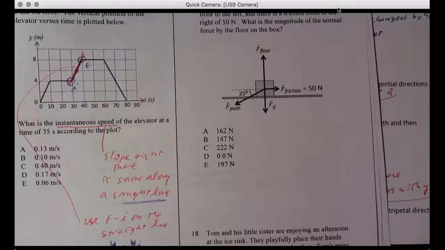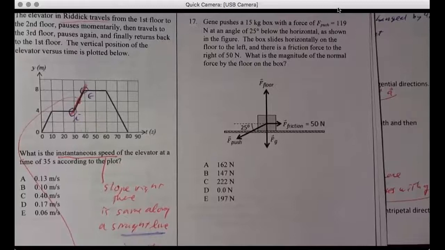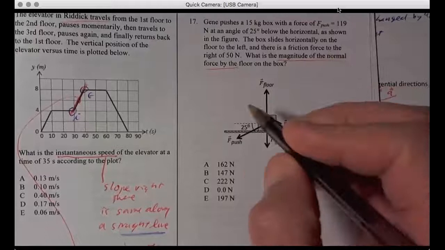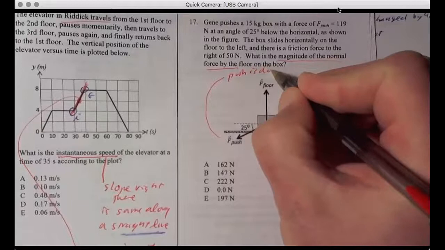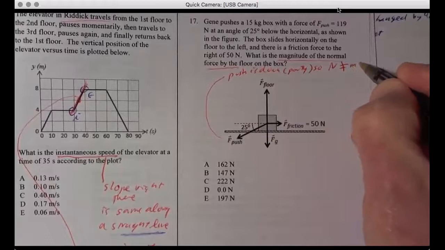Here, we wanted to know the normal force, the magnitude of the normal force. And the first thing to say is that the push is somewhat down, partly. So the normal force is not equal to mg. Not equal to, it is solved from the plot.